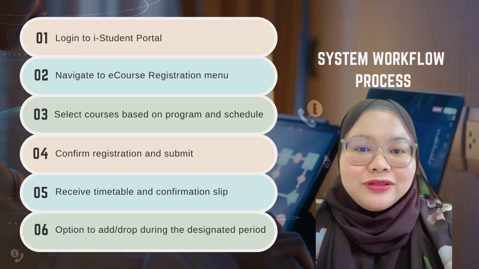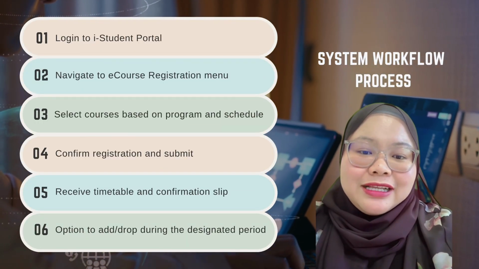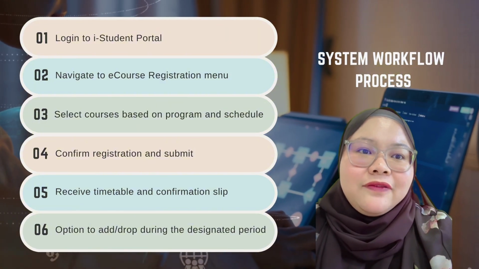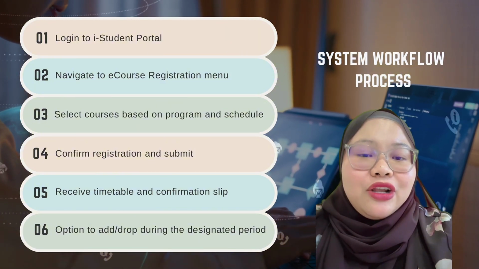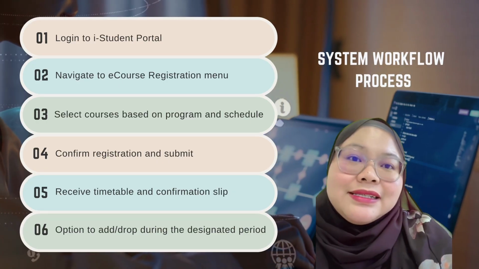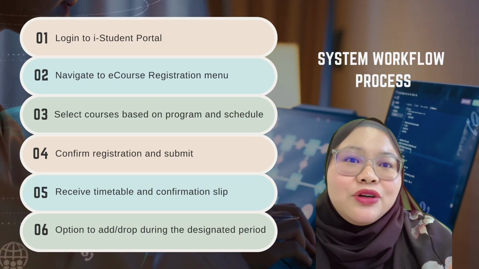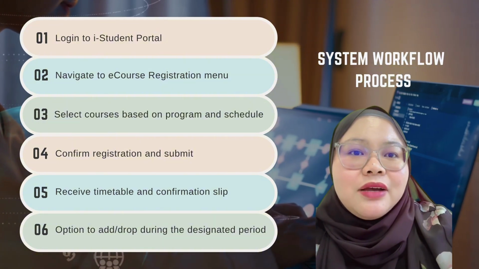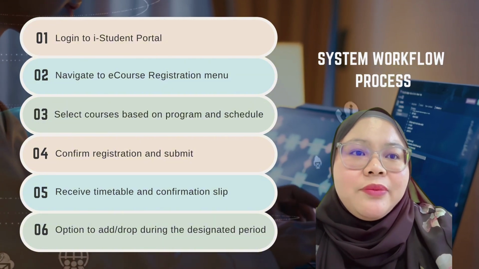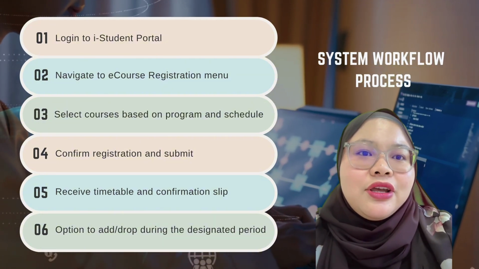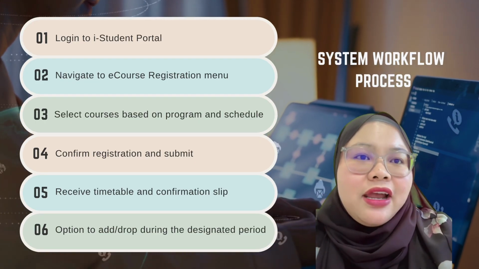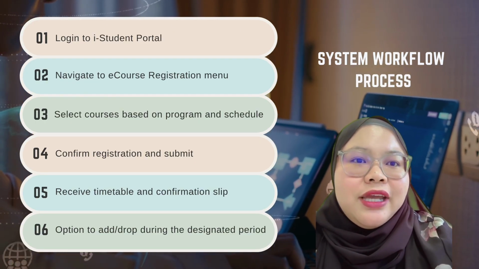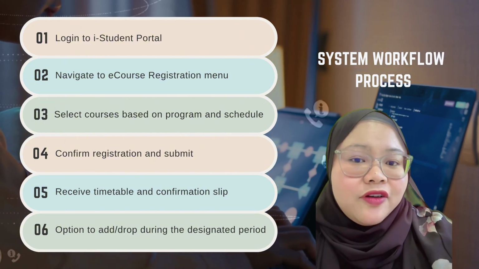The system shows the workflow process for the registration system. First, log into the iStudent portal. Second, go to the E-course Registration section. Third, pick your courses based on your program and schedule. Four, check everything and confirm your registration. Step five, you get your class timetable and confirmation slip.